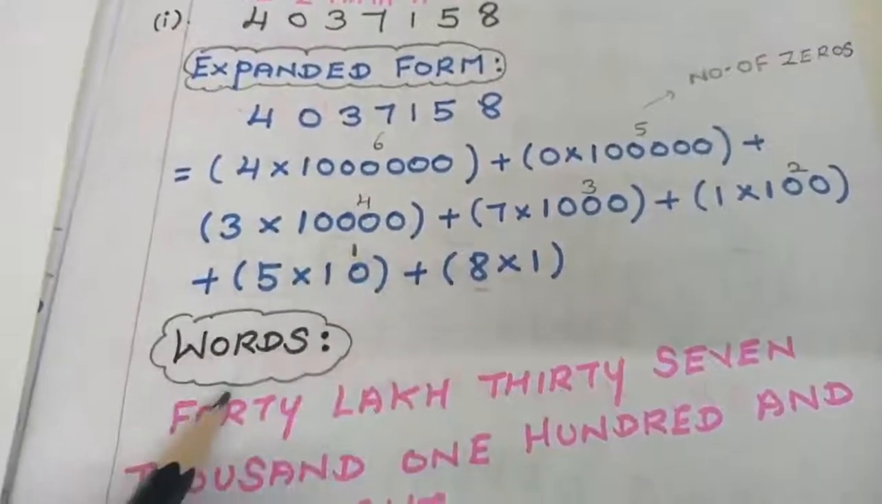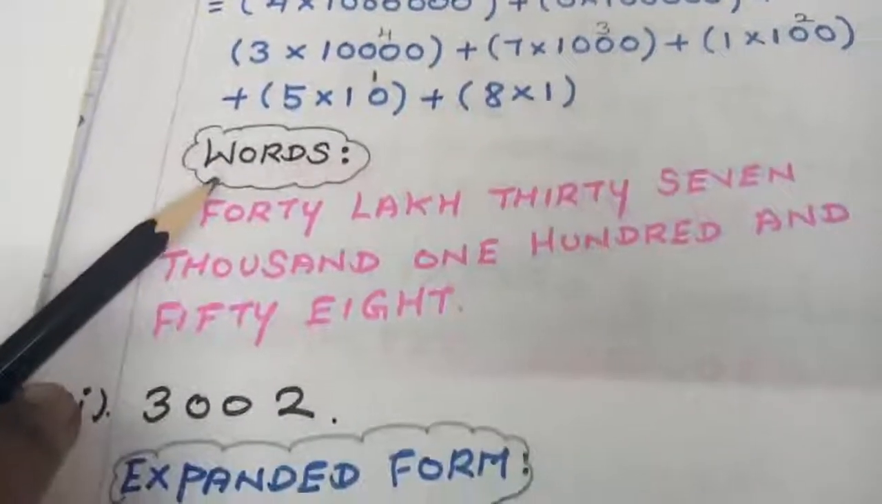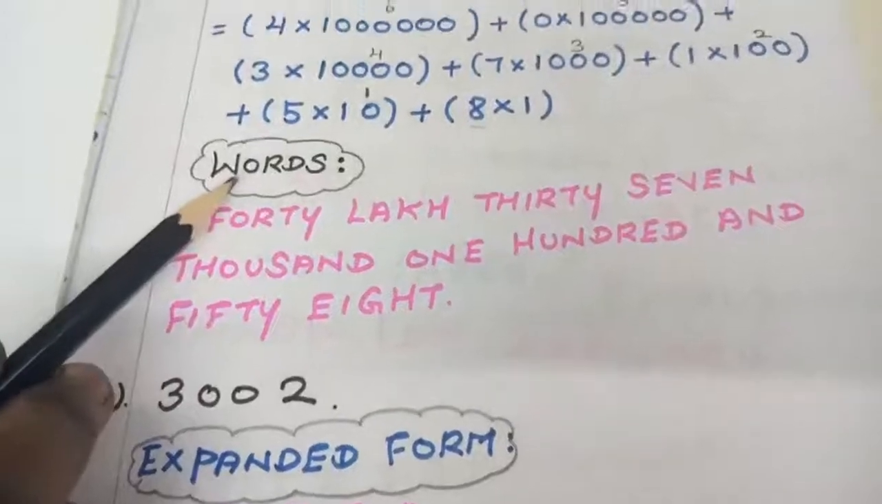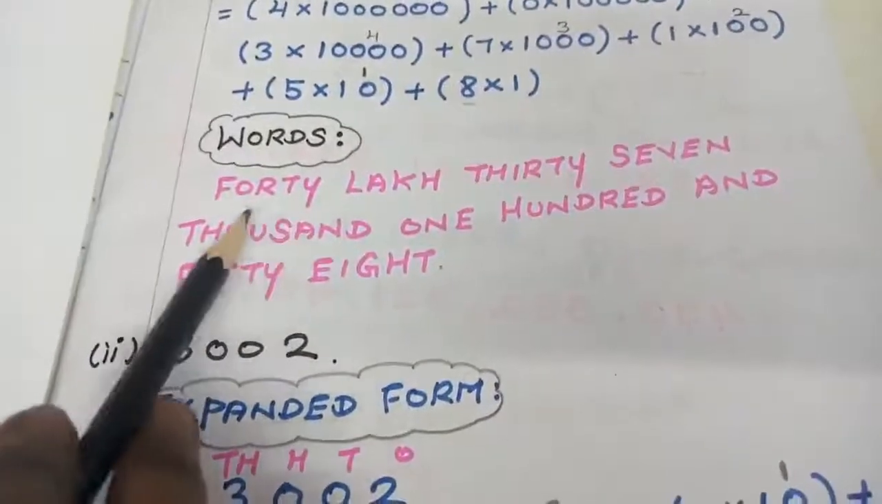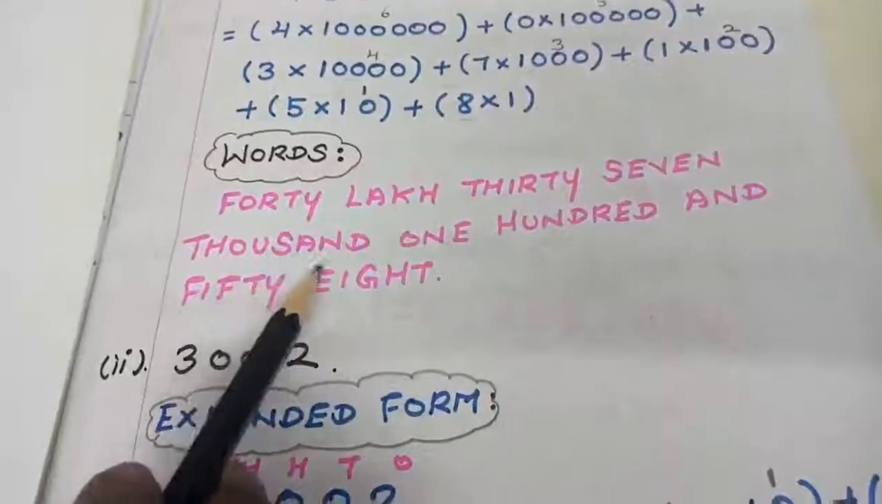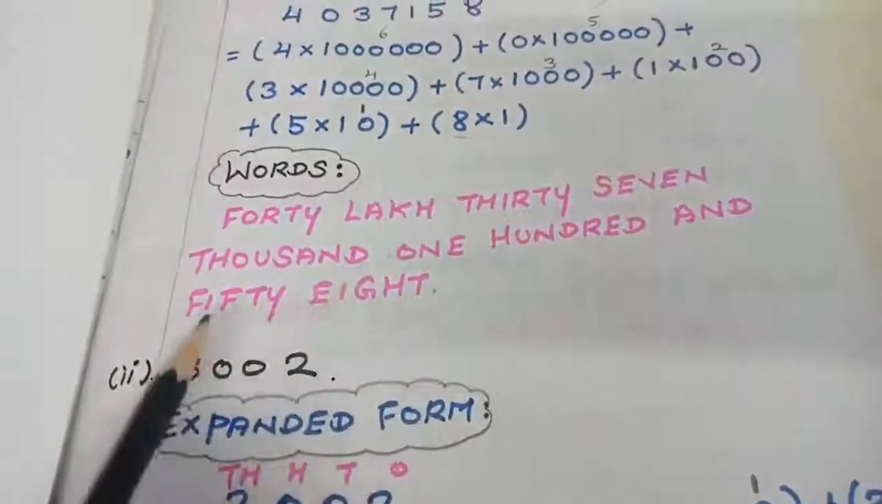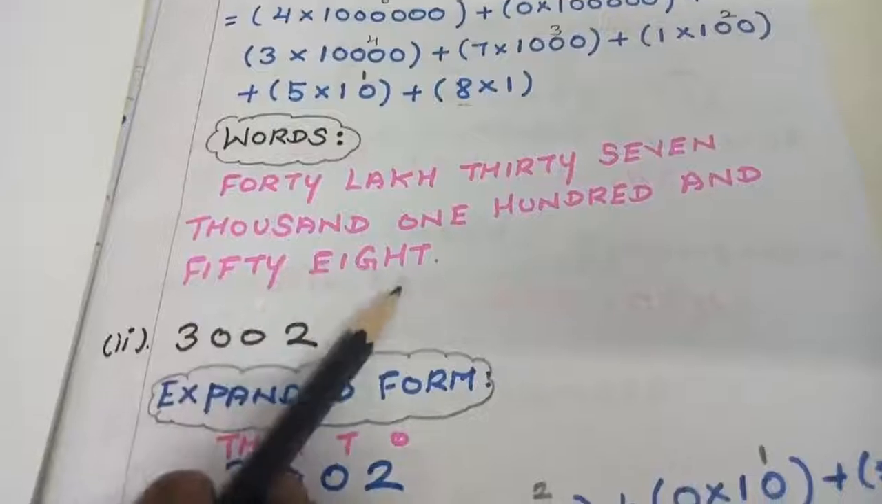And also they are asking you to write in the form of words. Words means nothing but the given number you are going to write in the form of words. That is 40 lakh 37,158. This is the thing.